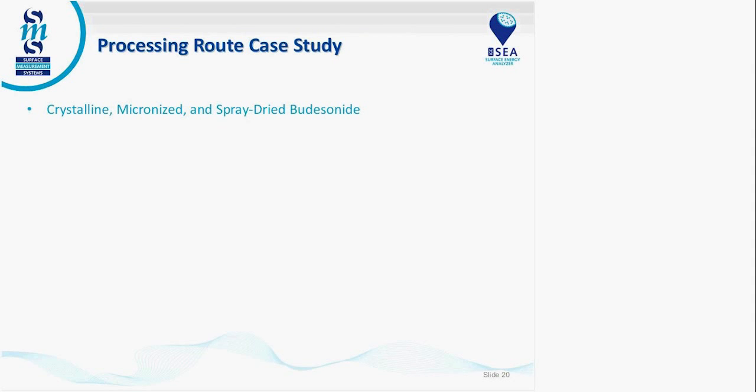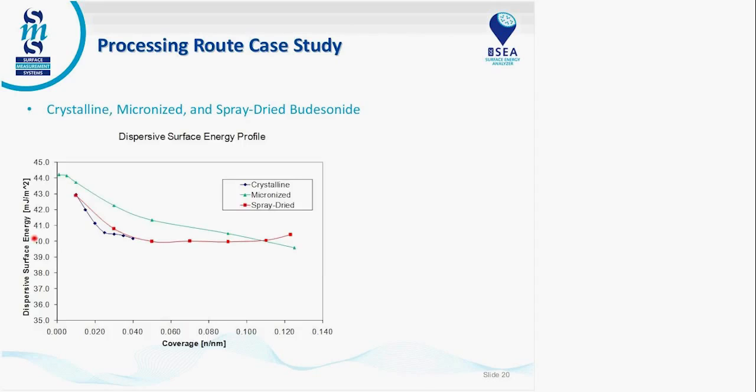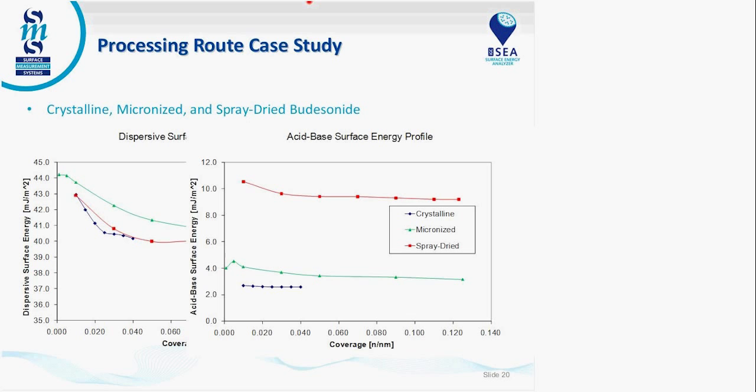Here's another case study. We're looking at crystalline, micronized, and spray-dried budesonide. Here is the dispersive surface energy. The crystalline is in blue, spray-dried is in red, micronized is in green. Dispersive surface energy is slightly higher for the micronized sample. If we look at the acid-base component, we see a much larger difference. We see that the spray-dried has a much higher acid-base or polar surface energy compared to the two other samples.